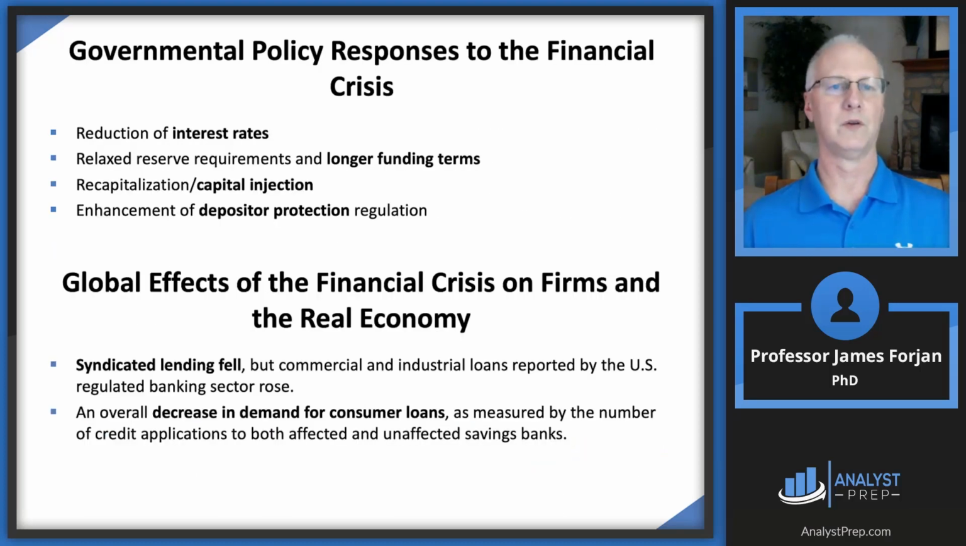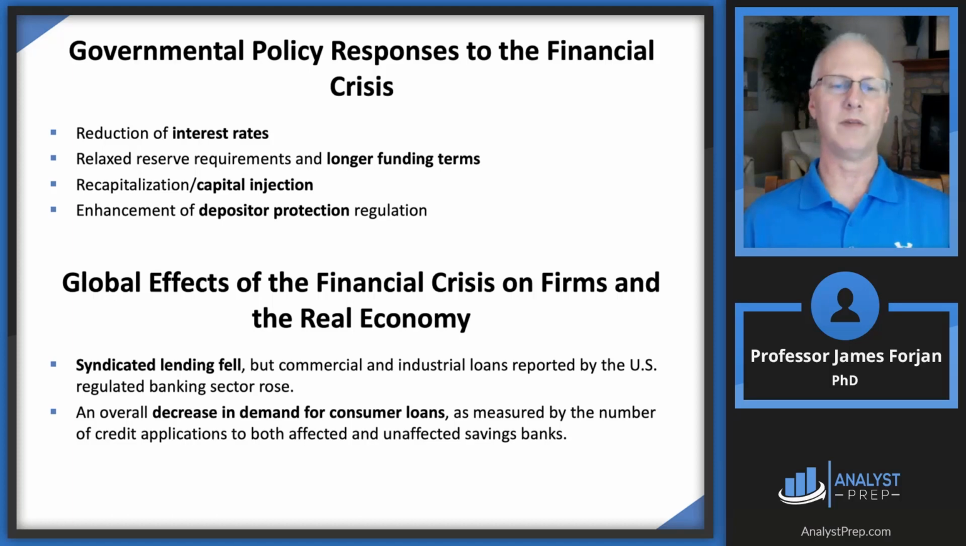So what did the government do? Reduced interest rates, and they did that for a long time period. They relaxed the reserve requirements. Remember, when a financial institution accepts $100 in deposits, it can't go out and make $100 in loans. It has to keep a portion of that, maybe $5, maybe $10, maybe $12. And so they relaxed those reserve requirements and allowed longer funding terms. They allowed for lots and lots of recapitalization and an injection of capital. And they enhanced the depositor protection regulations. So the federal government amended and massaged and changed some of its rules and its regulations and its laws.